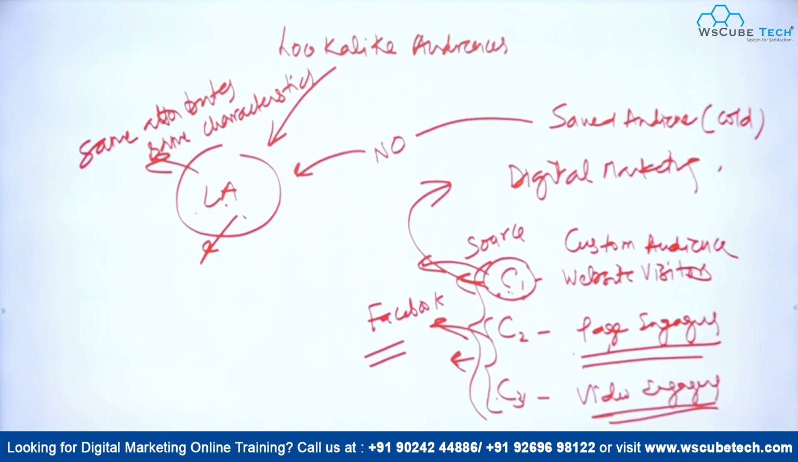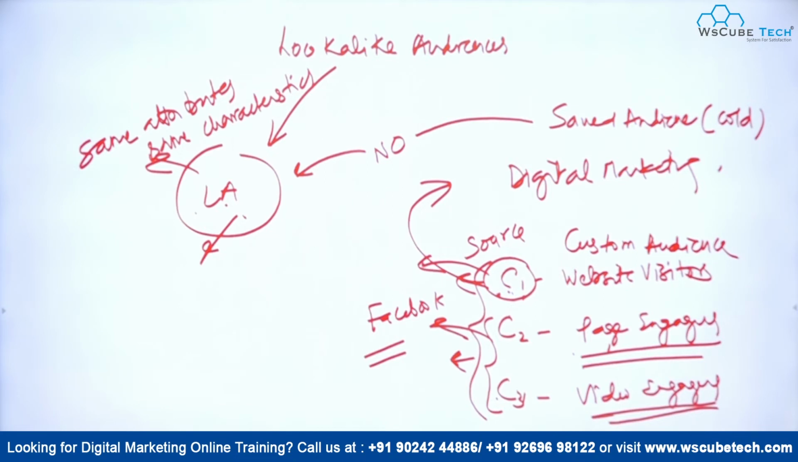So this is why we create a lookalike audience, because your custom audience is always limited, right? If you have only 5,000 website visitors, you cannot reach more people who have the same interest, because your custom audience is limited in terms of numbers. Whatever website visitors you have, your custom audience box will carry those visitors only.